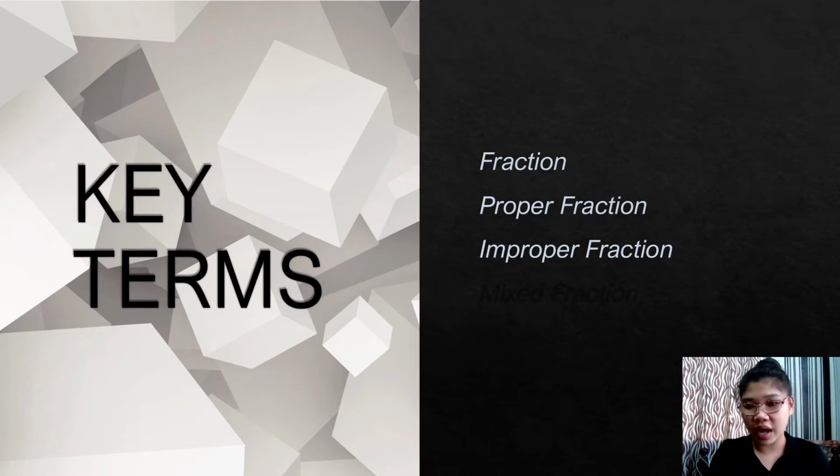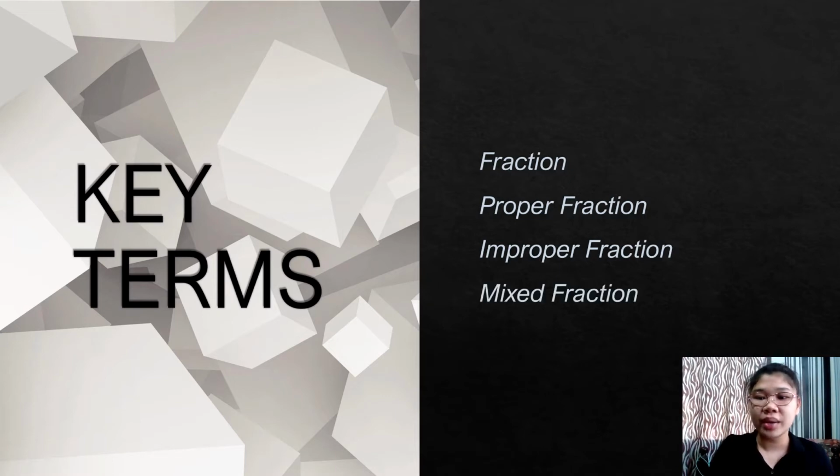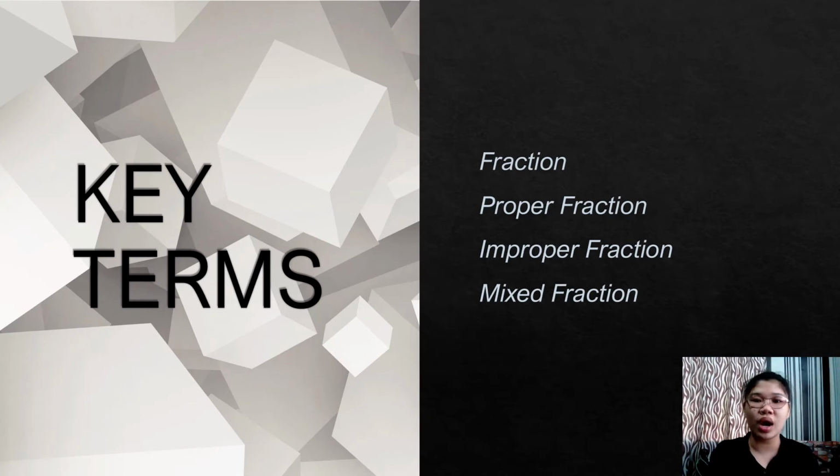And then we also have here the mixed fraction. A mixed fraction is a combination of a natural number and a proper fraction. So, for example, our natural number is 1, and then we have the proper fraction 2/3. So our mixed fraction is 1 and 2/3. I hope this brief introduction of the terms proper, improper, mixed, and fraction is quite clear to you.